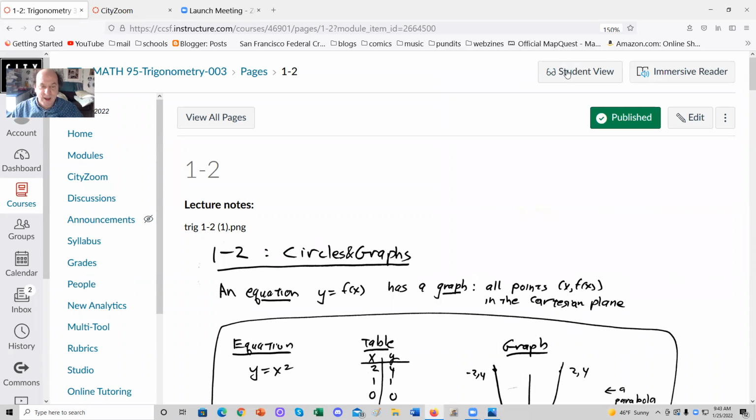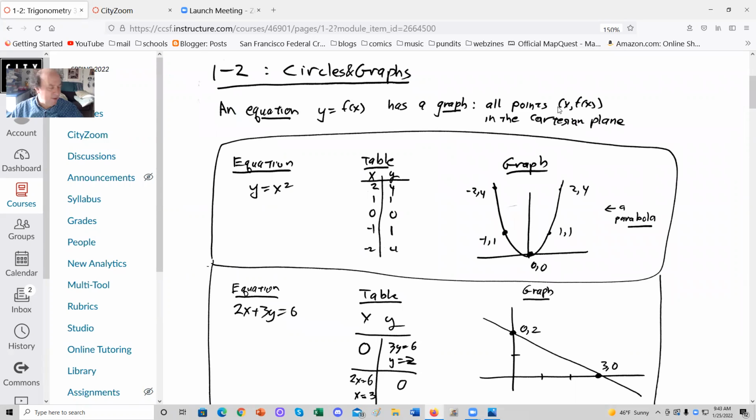All right, for today, we go through circles and graphs. We start with an equation, y equals f of x. It has a graph which consists of all points x by f of x in the Cartesian plane. For example, the equation y equals x squared, we will first decompose into a table. If x is 2, y is 4; 1 makes 1; 0 makes 0; negative 1 makes 1; negative 2 makes 4. We plot all 5 of these points, but that's only 5 out of really a continuous infinity of points.